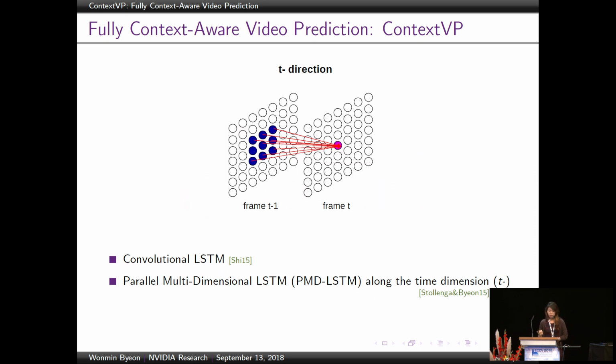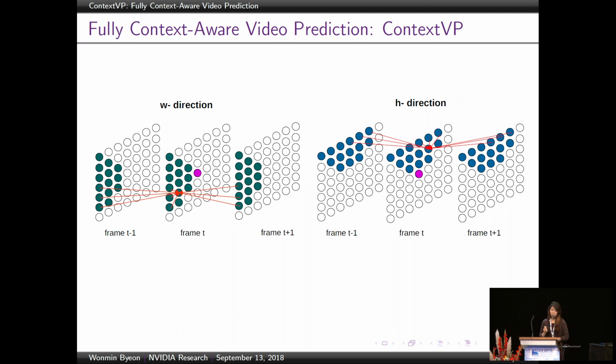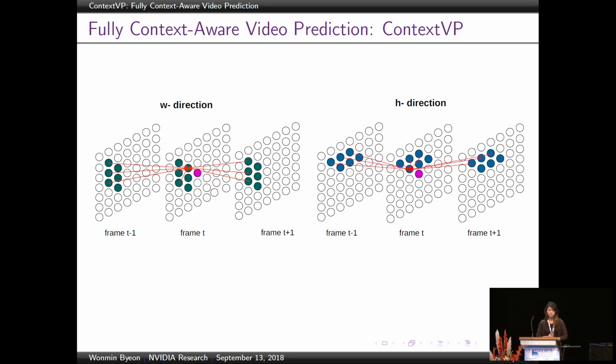So first, this is the same operation as a convolutional LSTM between frame t-1 and t. So there is a recurrency in the time direction. This is the same operation as a parallel multidimensional LSTM along the time dimension. So from now, I will call this operation PMD. And also, we can apply this operation in other directions too, like width or height directions for videos.